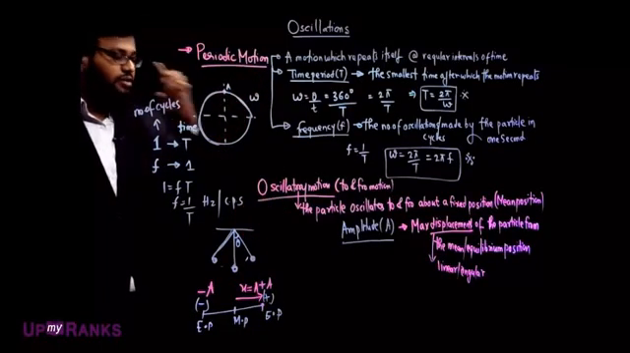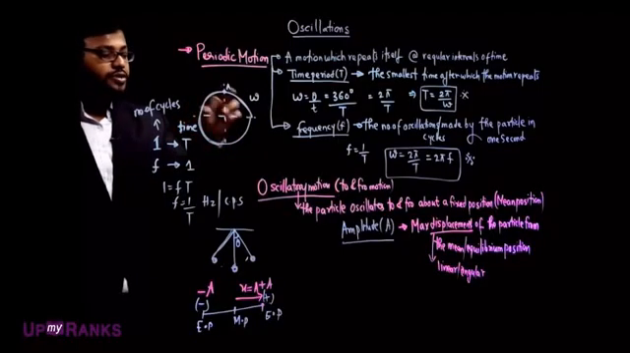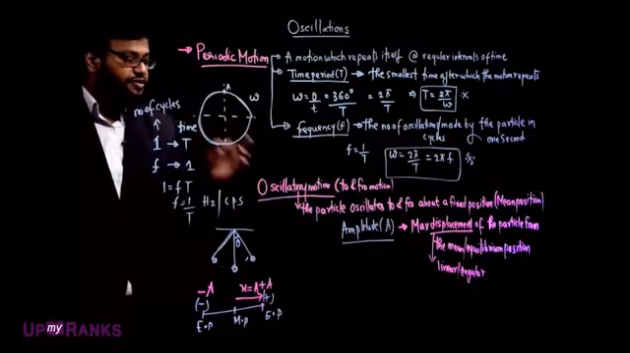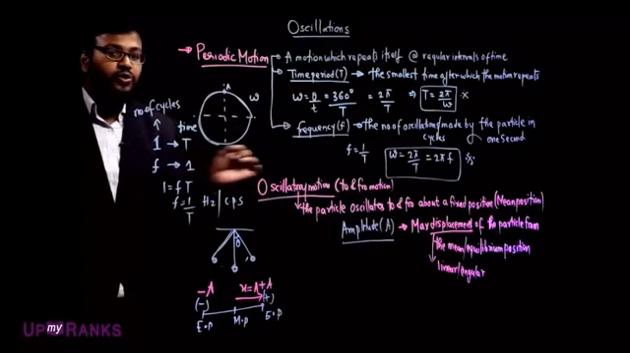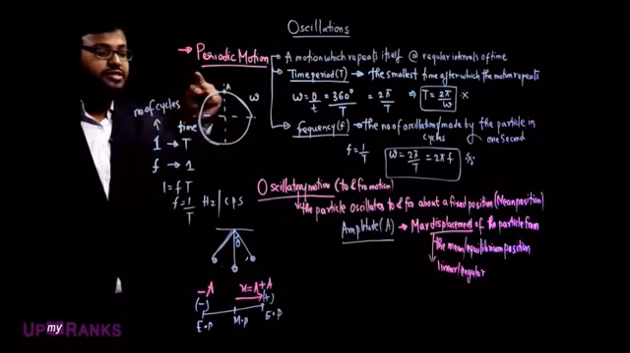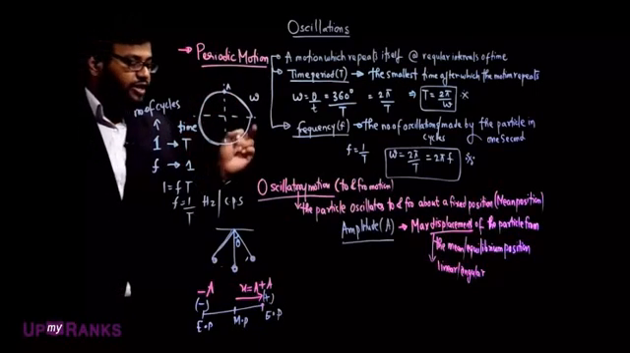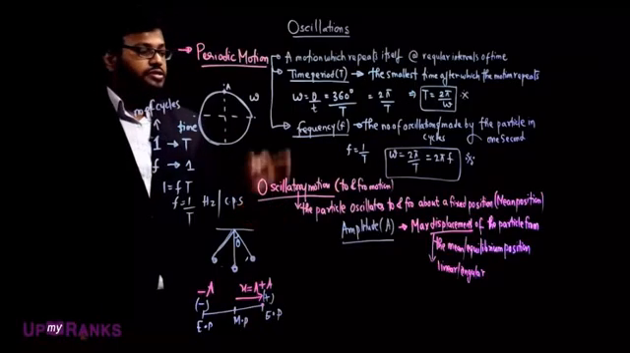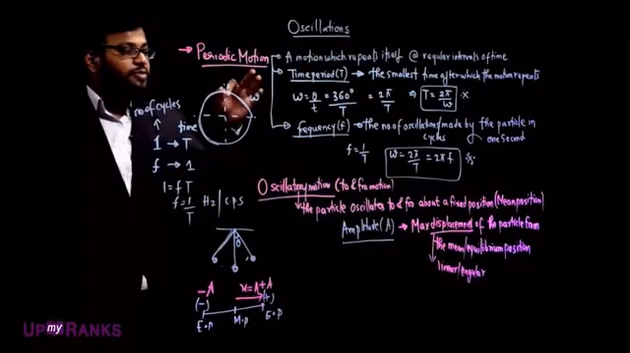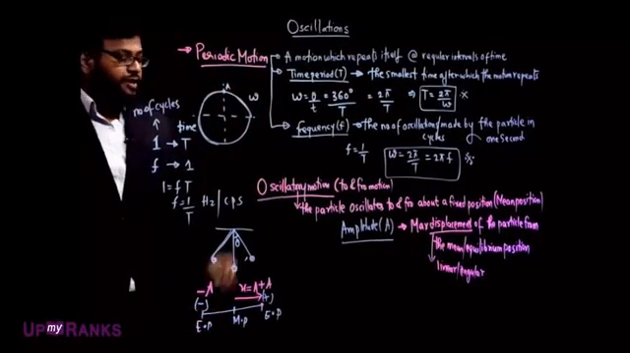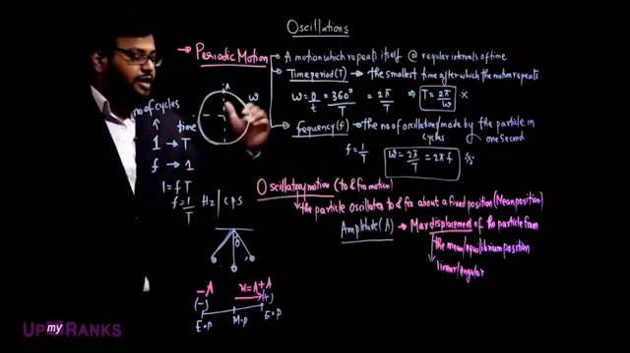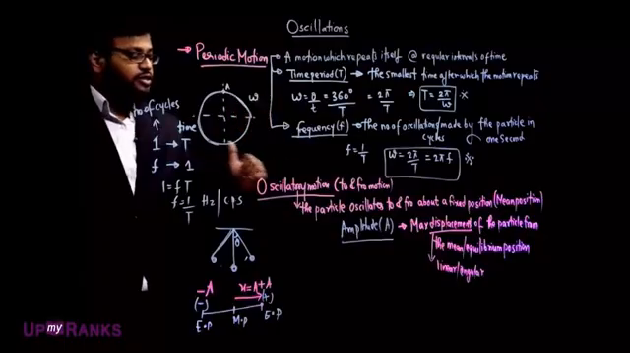For example, a particle moving in a circular path is no doubt periodic, but it is not oscillatory. Why? Because the condition for oscillatory motion is that it should be moving to and fro about a fixed position. It is not moving to and fro; it is just rotating in a circular path. So all oscillatory motions are periodic because they repeat after regular intervals of time, but all periodic motions are not oscillatory. Now, one special kind of oscillatory motion is simple harmonic motion, the mathematical analysis of which we will do now.